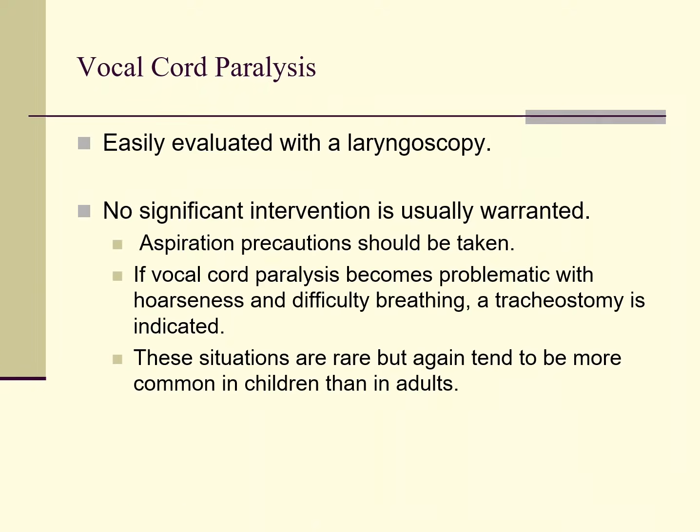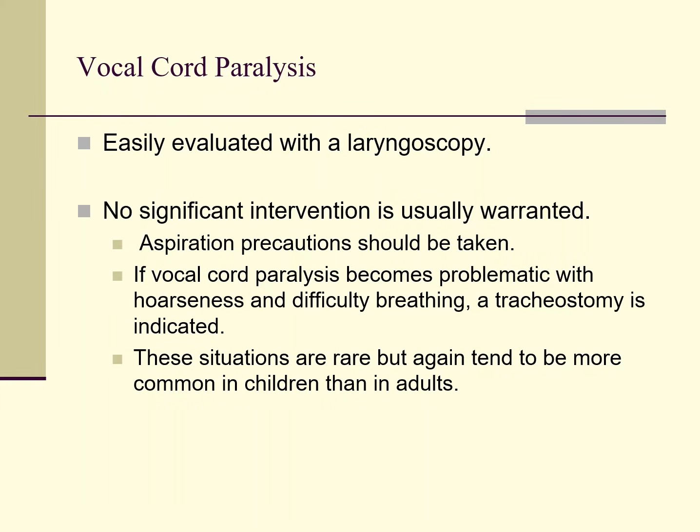So what do you do if you have unilateral vocal cord paralysis? Really, it's aspiration precautions. Just be careful when swallowing. Be very cognizant of development of pneumonia. If you have fevers or shortness of breath acutely, you have to be very cognizant that you may have developed pneumonia from the aspirations. If vocal cord paralysis becomes very problematic, especially if it's bilateral vocal cord paralysis and the patient develops severe hoarseness and difficulty breathing, then a tracheostomy at that point is indicated. But again, this is a rare situation, especially in CMT, and even in CMT, it's more common in children than it is in adults.